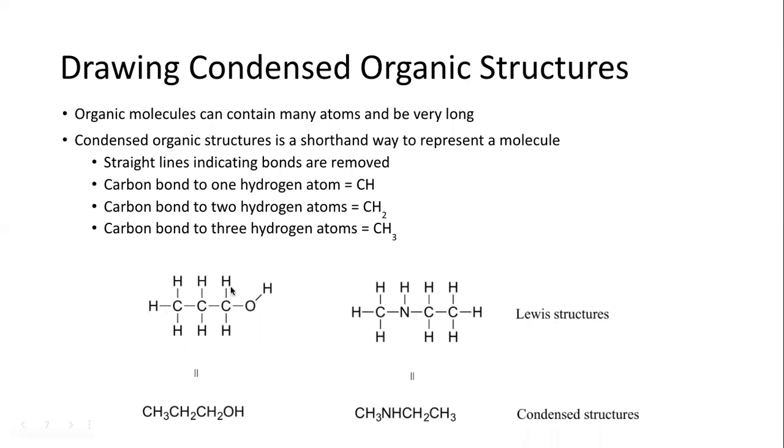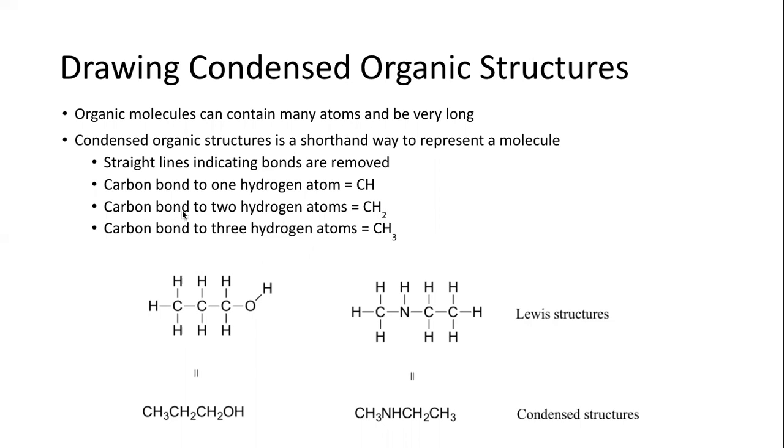And the way to draw this is that you take out the straight lines that indicate the bonds, and then you use these symbols to indicate the atoms. So if you have a carbon bound to one hydrogen atom, that's represented as a C and an H. If you have a carbon bound to two hydrogen atoms, you have a C, H, and a subscript of 2.